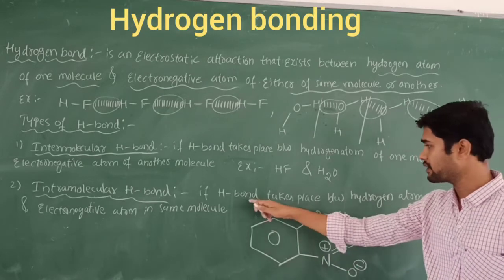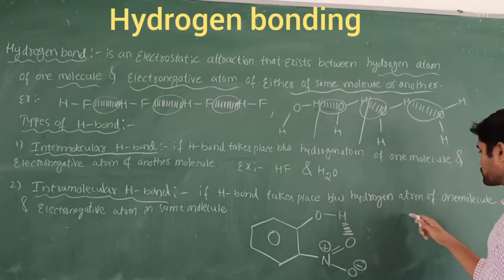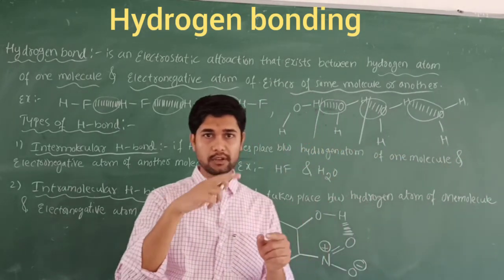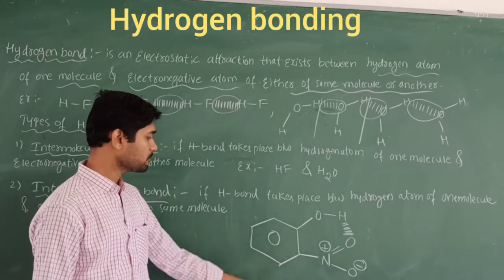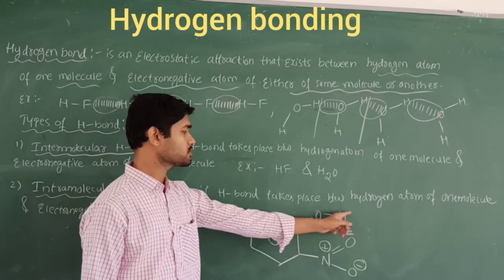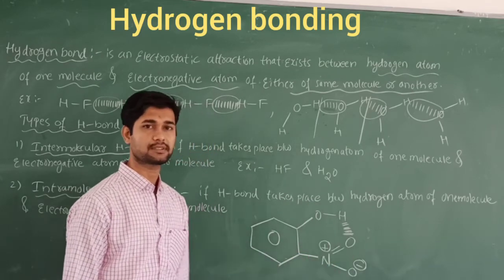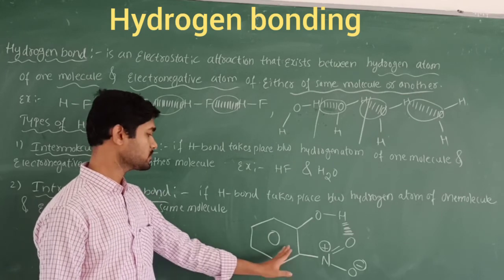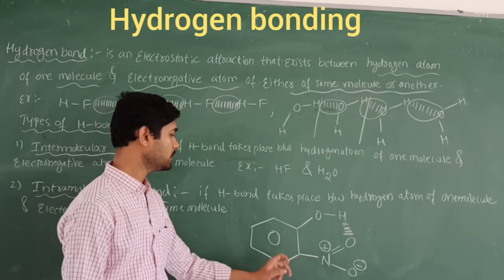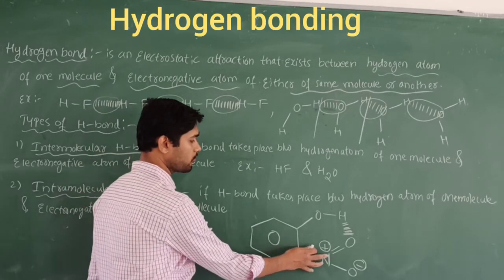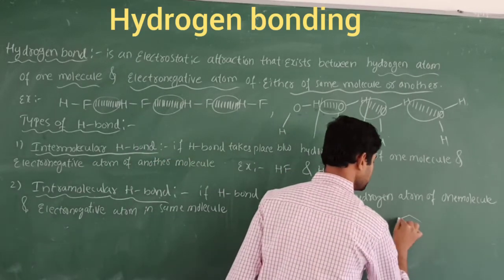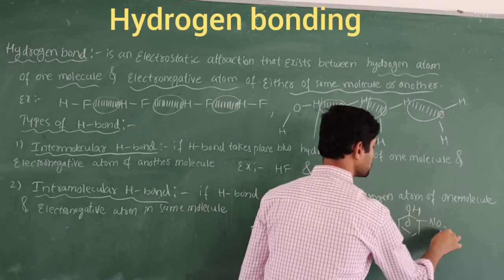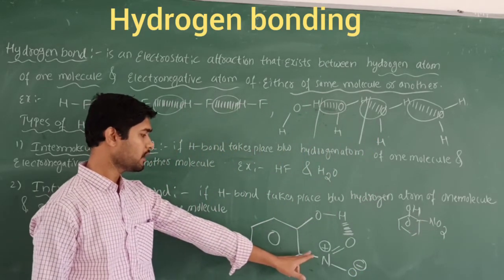Let's see the intramolecular hydrogen bond. It says that if a hydrogen bond takes place between the hydrogen atom and an electronegative atom in the same molecule, that is called an intramolecular hydrogen bond. Let's take an example. This is benzene, this is the OH group, and this is the NO2 group. In organic chemistry we call this ortho-nitrophenol. This compound is a phenol compound. At the ortho position of the phenol, a nitro group is present. This is called ortho-nitrophenol.